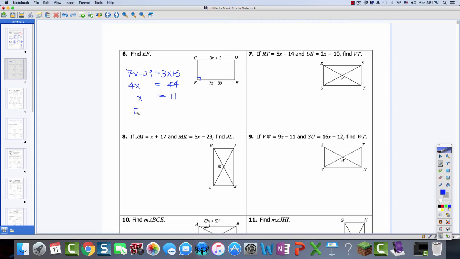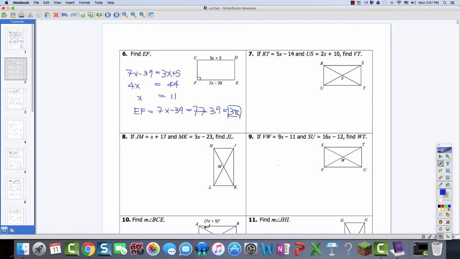So therefore, if you plug that back into 7x minus 39, 7x is not 44, 7x is 77. 77 minus 39, you should have 38. Okay?